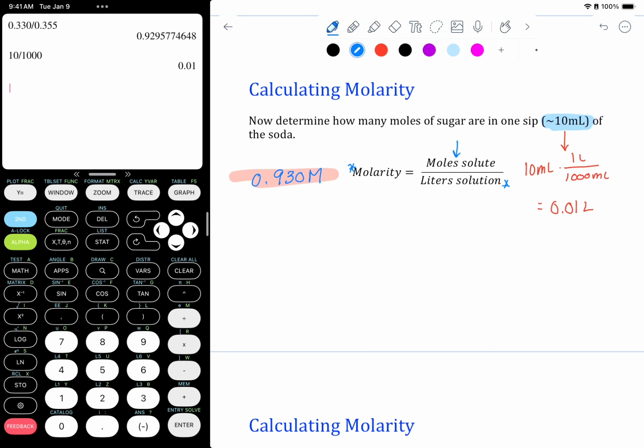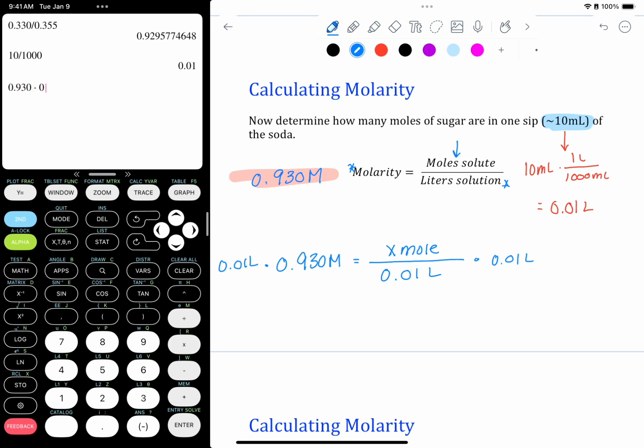So when we plug this into our molarity calculation, we get 0.930 molar is equal to X number of moles divided by 0.01 liters. So to solve for moles, we're going to multiply both sides by 0.01 liters. And we get 0.930 times 0.01. So we get moles is equal to 0.0093 moles.